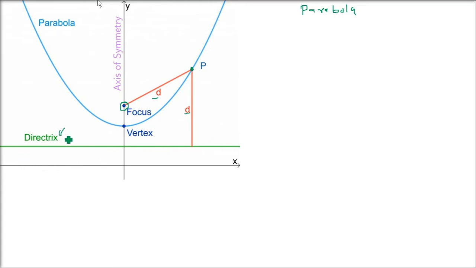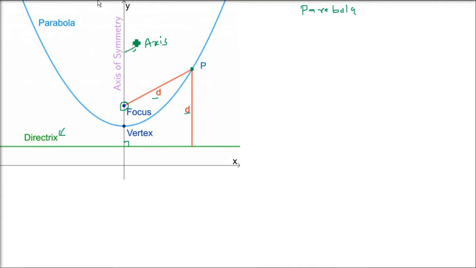So P's distance from the focus and P's distance from the directrix, these two distances in a parabola, as we see, E is 1, so D1 equals D2. A line which passes through the focus and is perpendicular to the directrix is called the axis of symmetry.